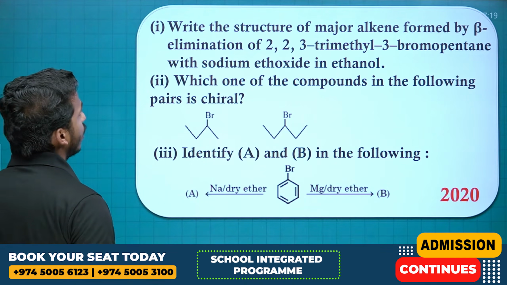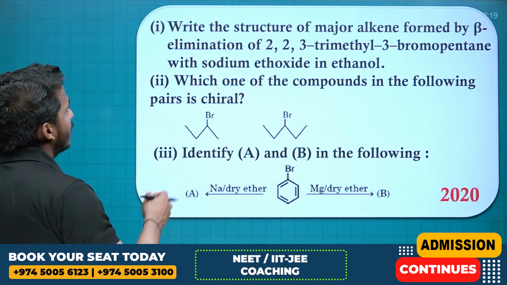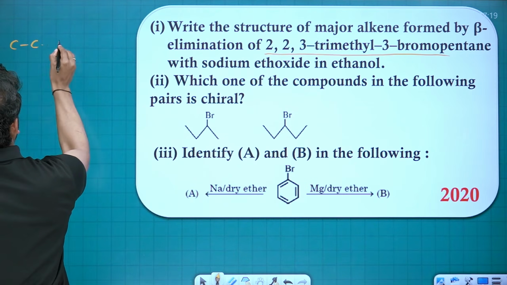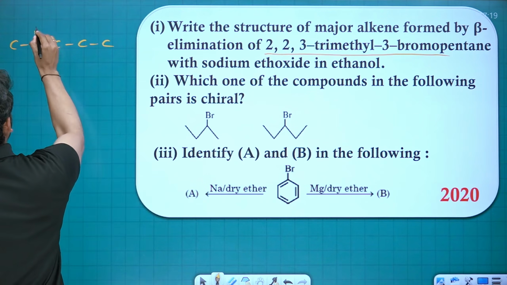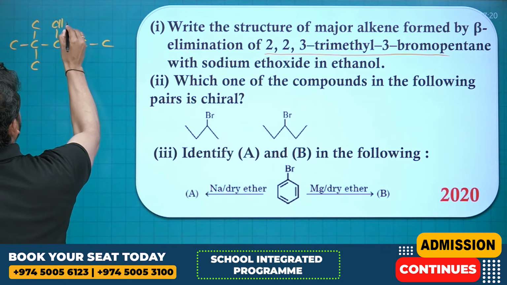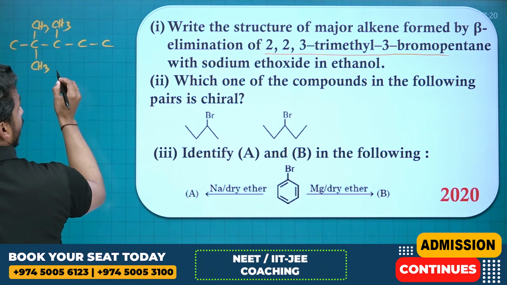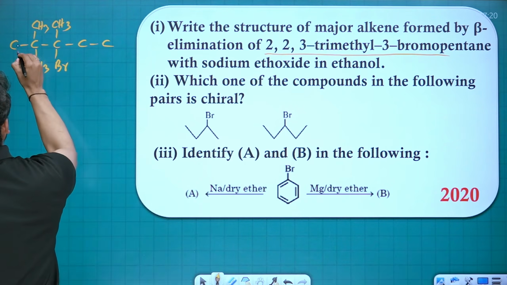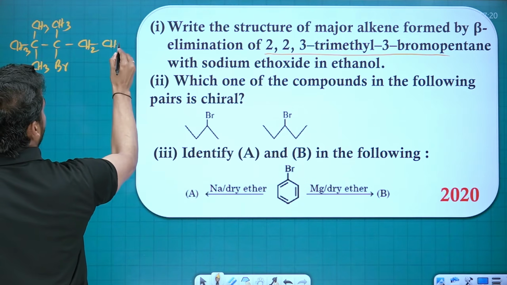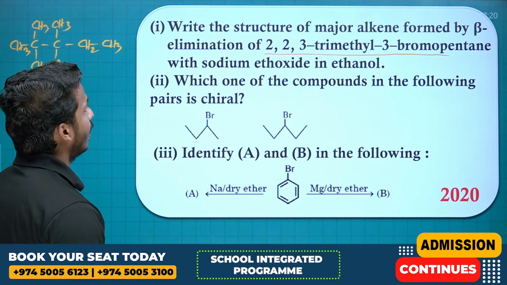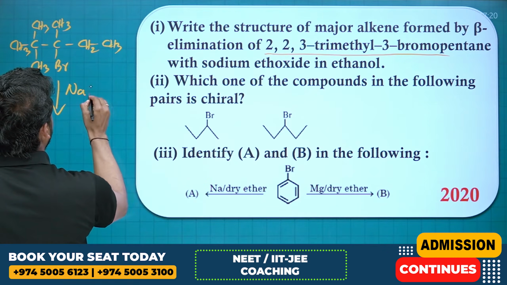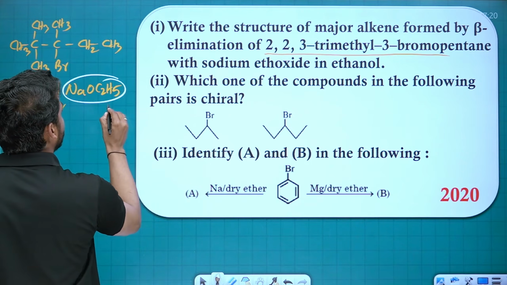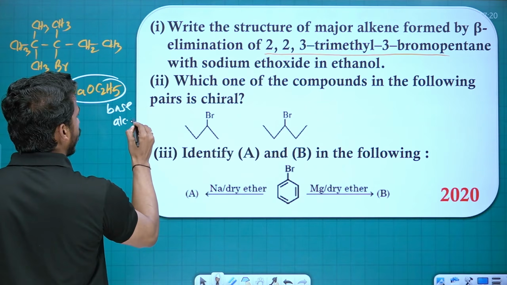Next, write the structure of the major alkene formed by beta elimination of 2,2,3-trimethyl-3-bromopentane. Let me draw the structure of the compound first. Pentane, right? For 5 carbon. 2,2,3-trimethyl. Okay, trimethyl. 3-bromo. Okay, 3-bromopentane. This is the alkane we have, my dear. This compound undergoes beta elimination with sodium ethoxide, NaOC2H5. Sodium ethoxide is a strong base, like our alcoholic KOH.